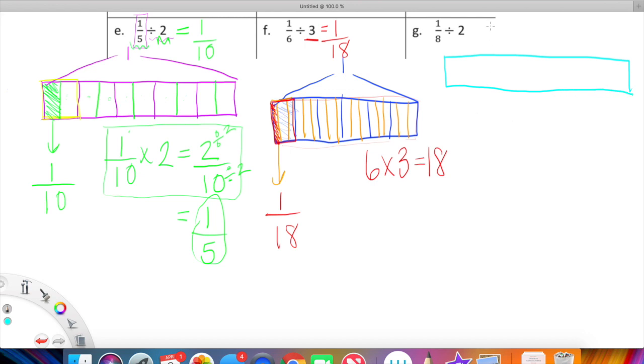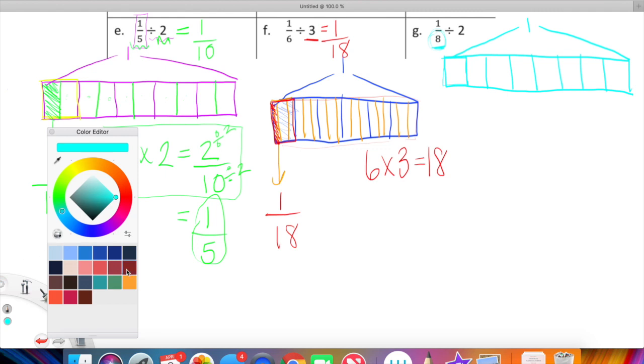We're going to model this one here, 1/8 divided by 2. When we are modeling dividing fractions by whole numbers, we are going to start with a whole. This is one whole. Now I'm going to divide this one whole into eighths, because we are dividing 1/8 by 2. So I have 1, 2, 3, 4, 5, 6, 7 eighths. So here is my 1/8. I am going to divide that 1/8 in a very particular way.